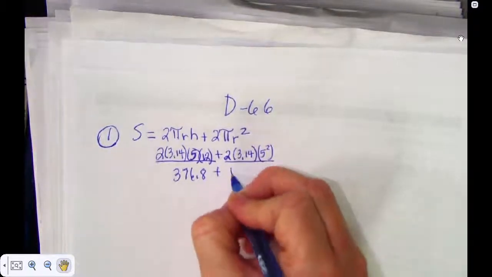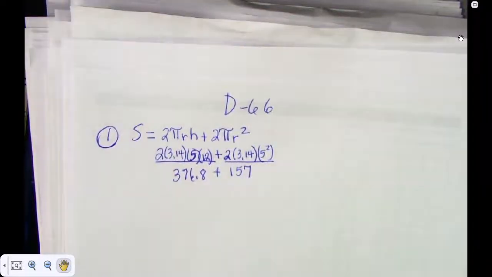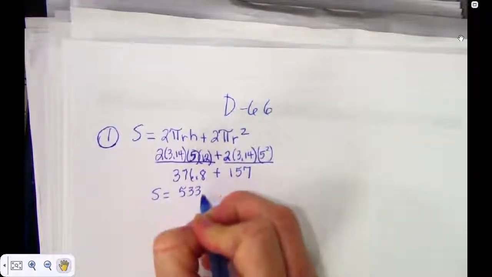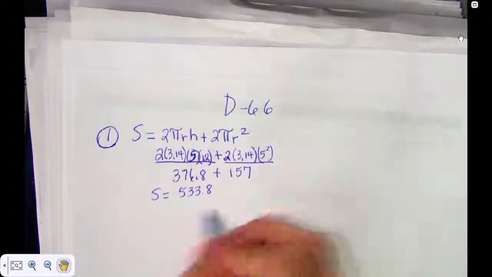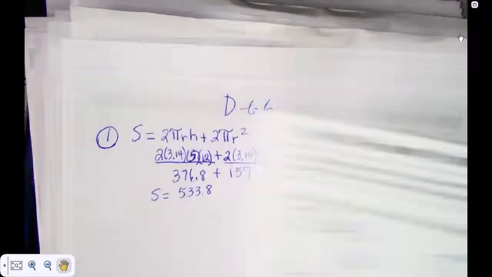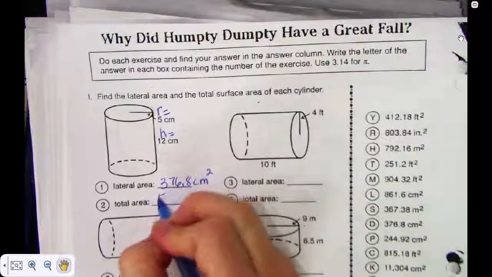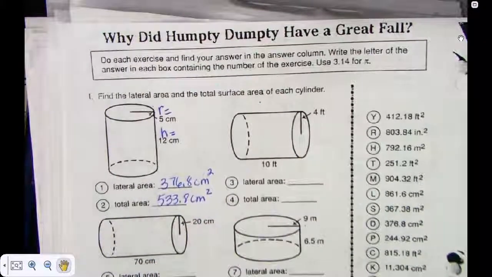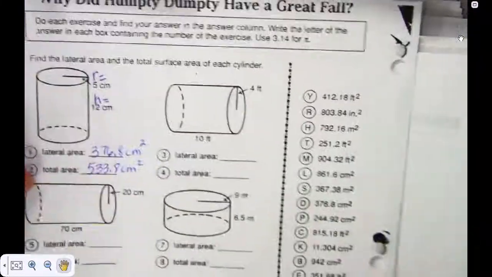157. Thank you. 157. Now, well, we'll do it in just a second. So 157 is not an answer I'm going to go look for. They don't care about the area of the two circles. We've got to add it up, and then what do we get? 533.8. There you go. So we're going to come over here, and in the blank, the total is 533.8 centimeters. Good. Now let's go find those two answers.